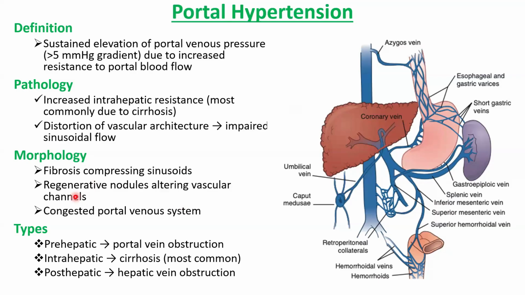For the various types of portal hypertension, just know that there is prehepatic, intrahepatic, and posthepatic, just the same as jaundice. The cause of prehepatic, that is before it gets to the liver, is portal vein obstruction, maybe due to a tumor. For intrahepatic, we talked about liver cirrhosis as a major cause. And posthepatic is obstruction of the hepatic veins or the inferior vena cava.